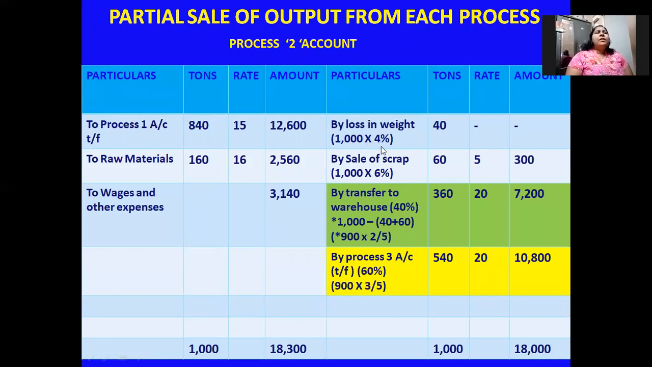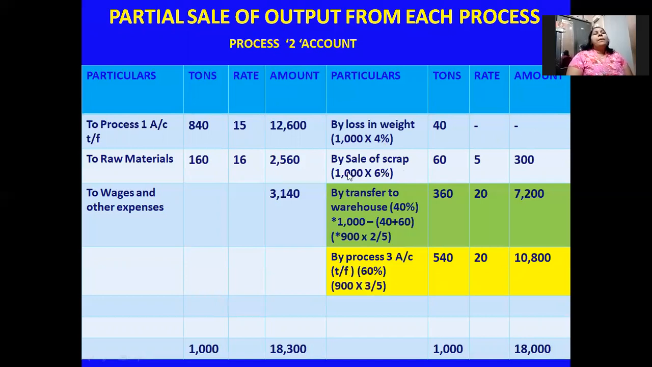Then I'll move on to the credit side to calculate the loss in weight. I always insisted to calculate the percentage of loss in weight only on the input. What is the input in process 2? It is not only 840. Along with 840, we gave 160 also. So totally the input I gave in process 2 is 1,000 tons. That's why I mentioned the bracket 1,000 into percentage of loss in weight, 4% for all processes. So 40 tons; put a hyphen mark in the rate and amount column since no scrap value is given.